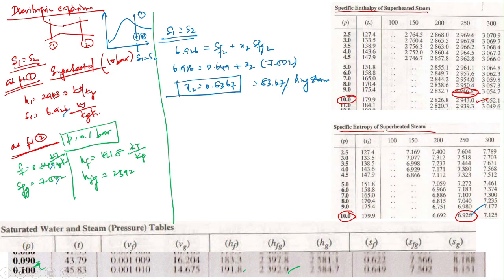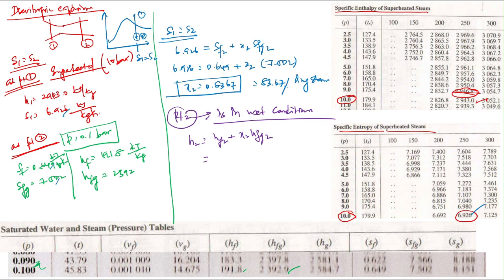Then after finding X2, we are going to find H2. Why we are going to find H2, we'll explain later. What is the necessity of H2 here? I will also explain this later. So point 2 is in wet condition. For wet condition, you have to find H2 is equal to HF2 plus X2 into HFG2.